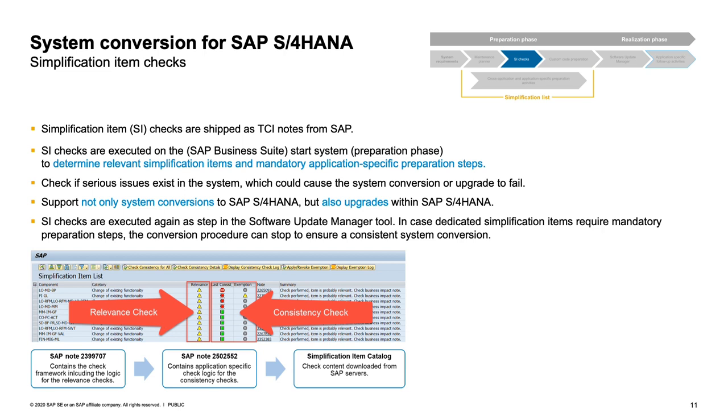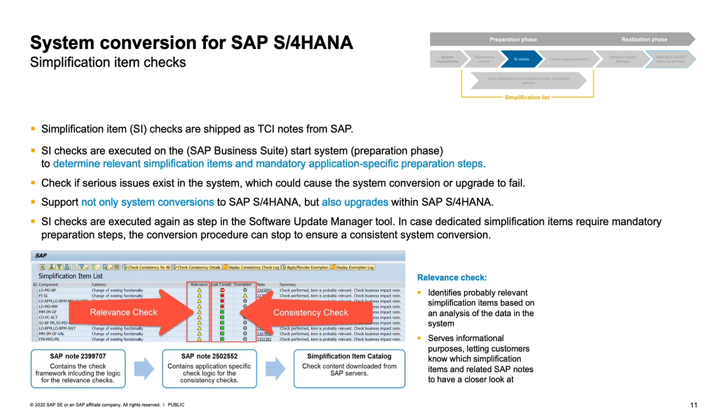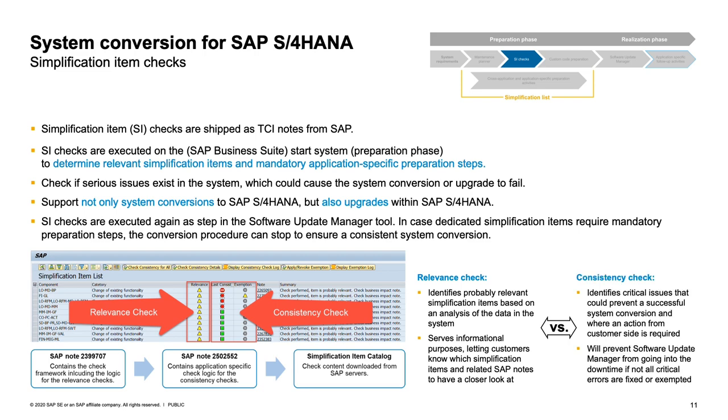Actually, in this little screenshot, you see there are two aspects in those simplification item checks, the relevance check and the consistency check. The difference is pretty easy. The relevance check says, well, there are components in your system that have to be checked. And if there is a check that is related to a component not installed in your system, then this check is obviously not relevant. More important for those checks that are relevant is the consistency, if this item is consistent.